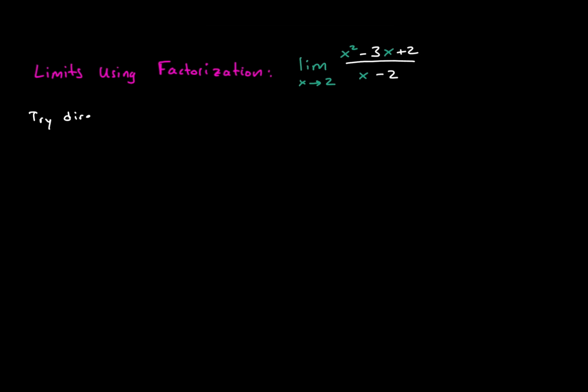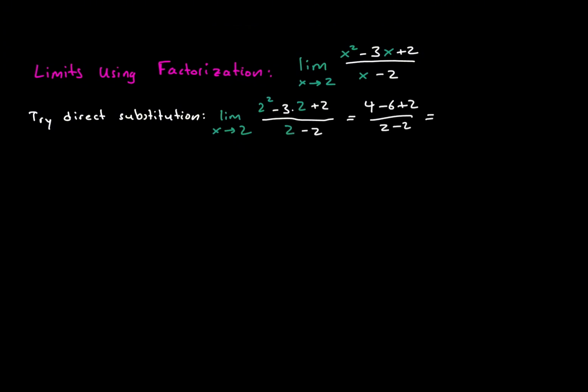As always, we start with direct substitution. Plug in x equals 2. We get (4 − 6 + 2) over (2 − 2). That gives 0 over 0. So again, we have an indeterminate form and we cannot evaluate it directly.